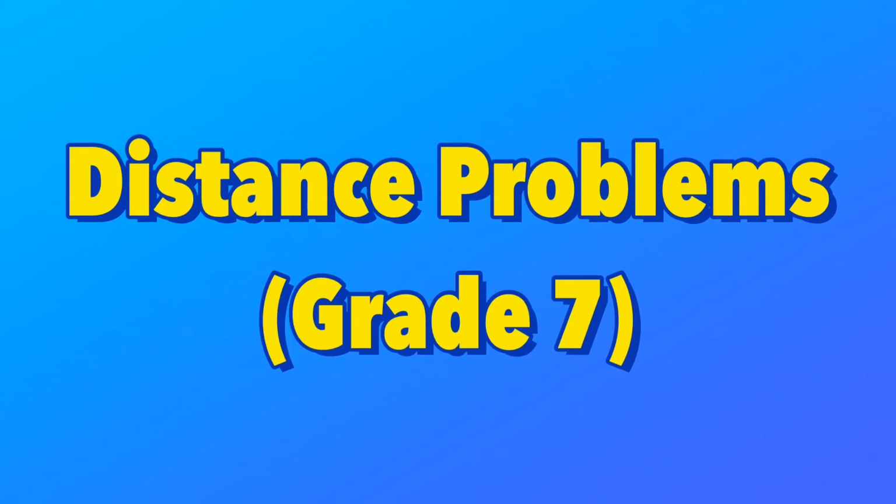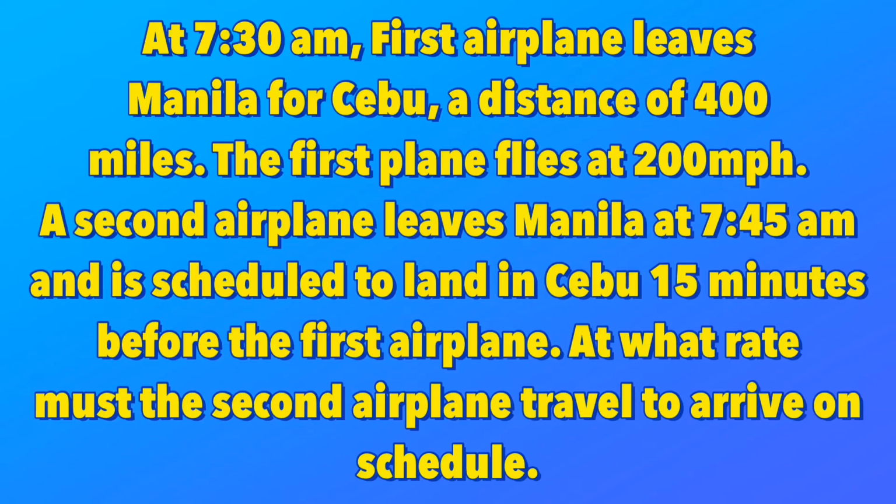At 7:30 a.m., the first airplane leaves Manila for Cebu, a distance of 400 miles. The first plane flies at 200 miles per hour. A second airplane leaves Manila at 7:45 a.m. and is scheduled to land in Cebu 15 minutes before the first airplane. At what rate must the second airplane travel to arrive on schedule?